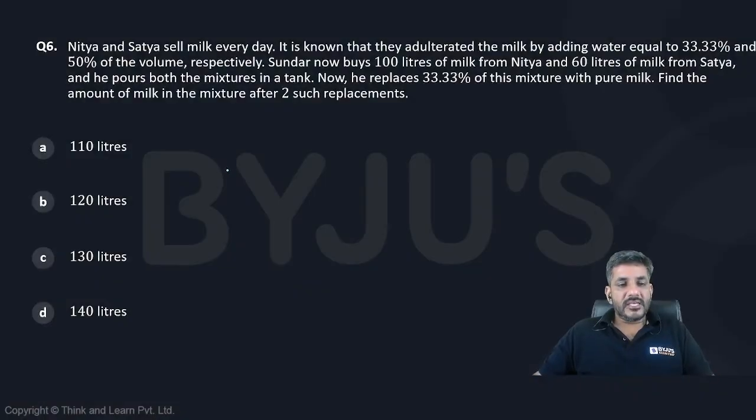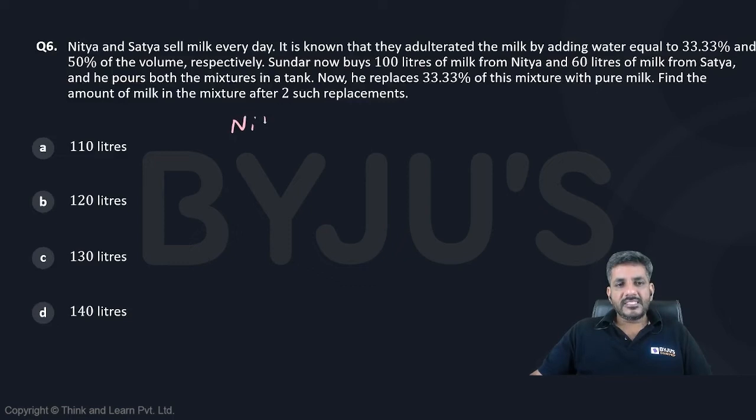So now we have question number 6 here. Nitya and Satya sell milk every day. It is known that they adulterated the milk by adding water equal to 33.33% and 50% of the volume respectively. Sundar now buys 100 liters of milk from Nitya, 60 liters of milk from Satya, and he pours both the mixtures in a tank. Now he replaces 33.33% of this mixture with pure milk. Find the amount of milk in the mixture after two such replacements.